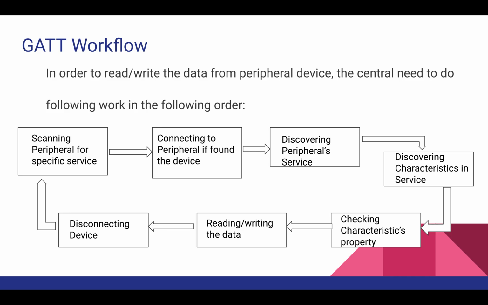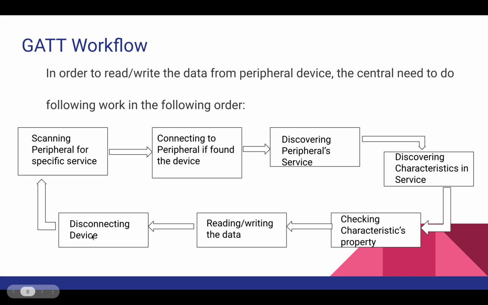So now let's understand the workflow of the GATT protocol. In order to read and write the data from the peripheral device, the central needs to work in the following order. First is scanning the peripheral for a specific service, then connecting to the peripheral if the device is found, then discovering the peripheral service, then discovering characteristics in the service, then checking the characteristic property, then reading or writing the data, and when the reading and writing has been completed, then disconnect the device.